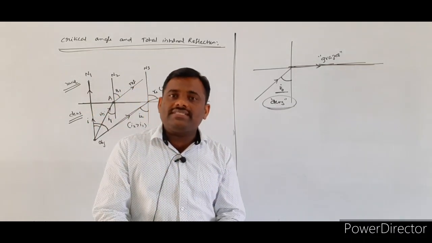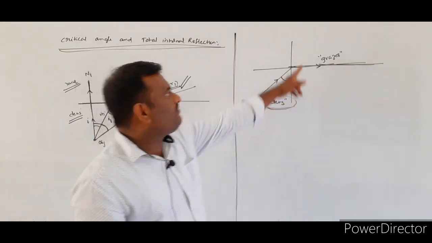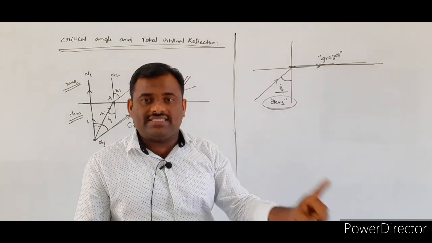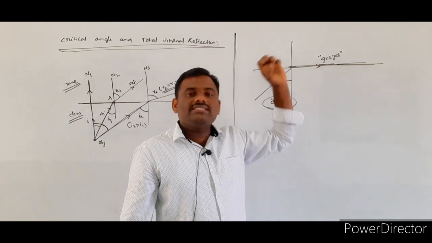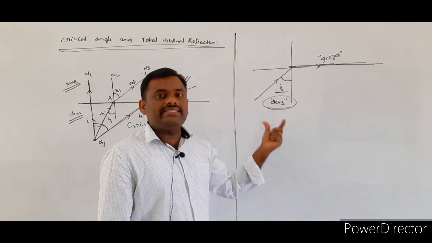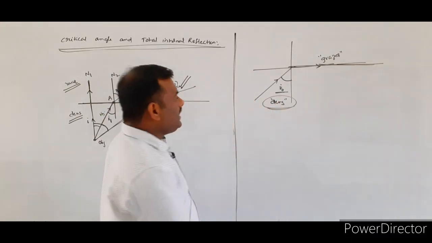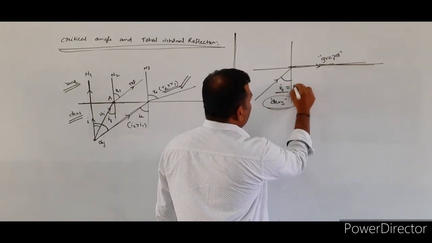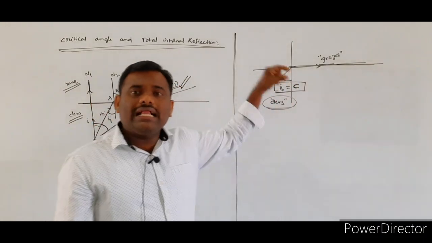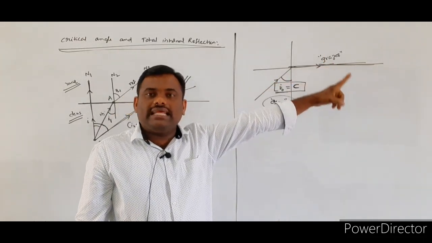The angle of incidence in the denser medium, for which the refracted light ray just grazes the refracting surface. Such an angle of incidence which exists in the denser medium will be called the critical angle. Here the critical angle will be represented by capital C. So the angle of incidence I0 value will be equal to the critical angle. At that angle of incidence only, the refracted light ray will just graze the surface.